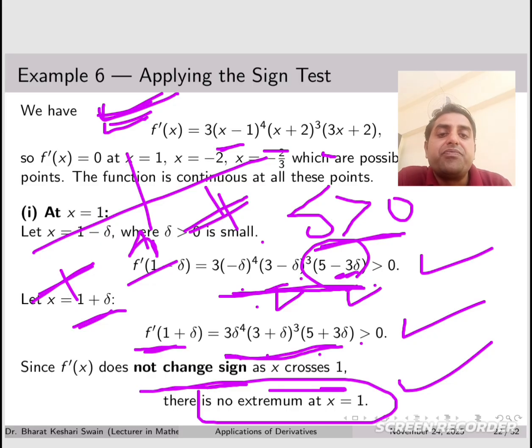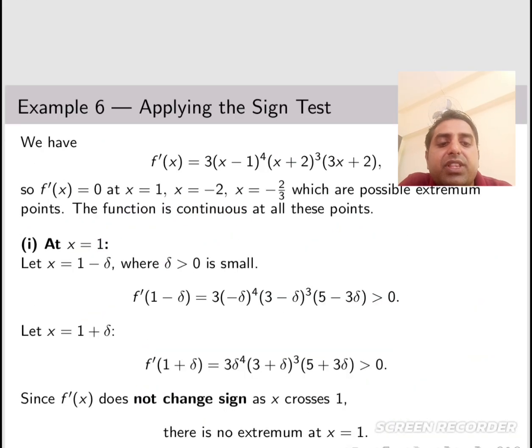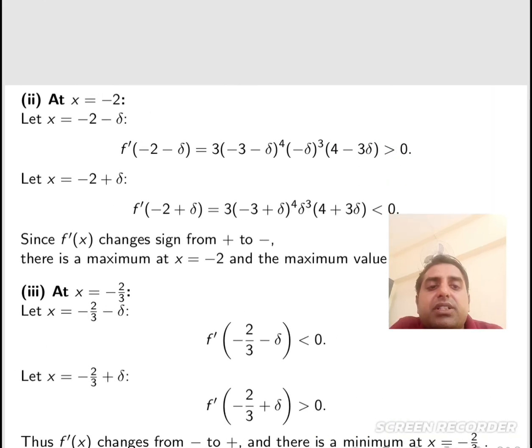And in the checking, what did we get? After checking, we got that there is no change of sign. So there is no extremum at x equal to 1. Come to the next point.